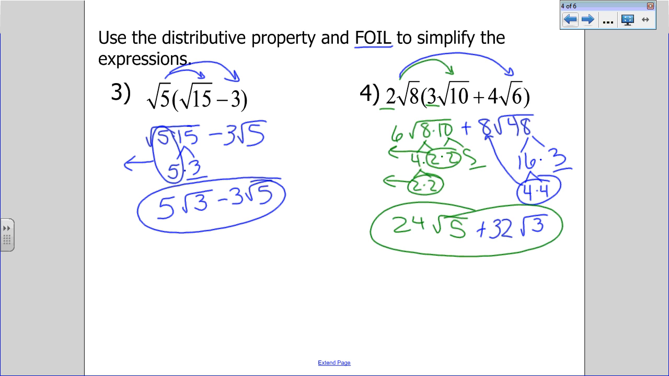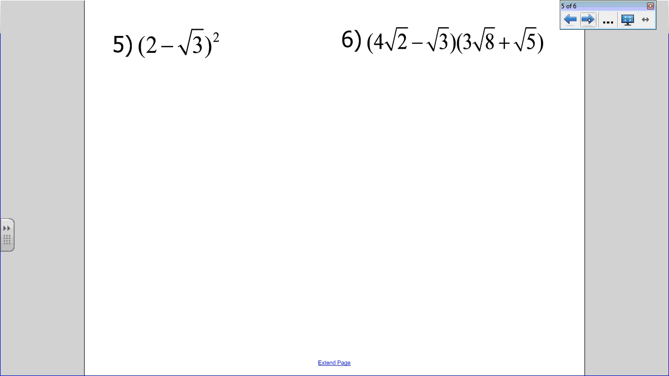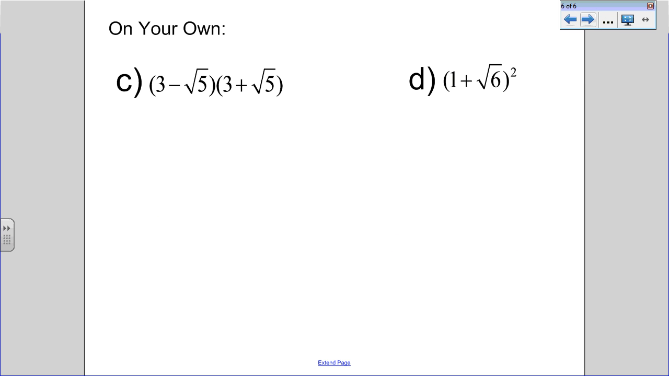What do you mean add those last 2? Yeah, it's just a plus sign because they're positive. We can't combine any terms there. Ladies and gentlemen, I'd like you to jump ahead and try number C on your own.